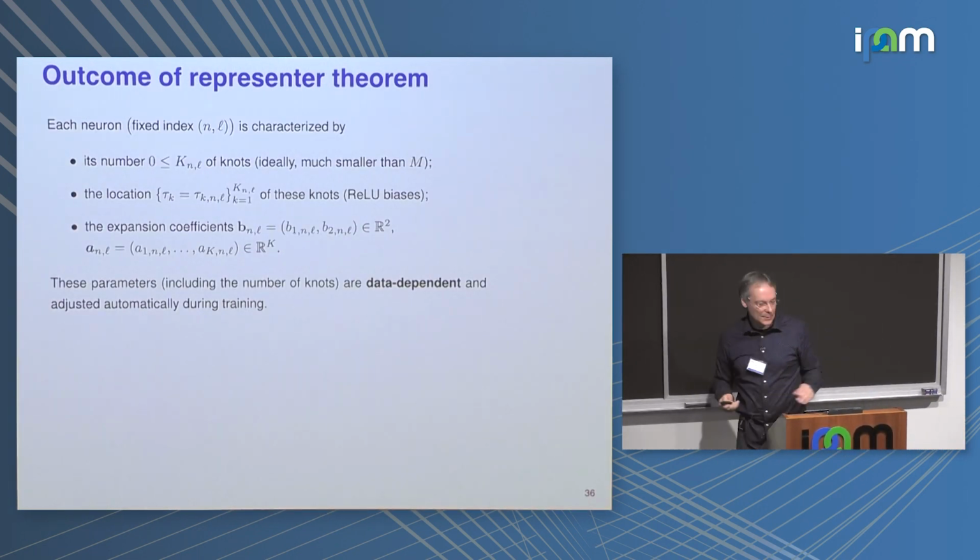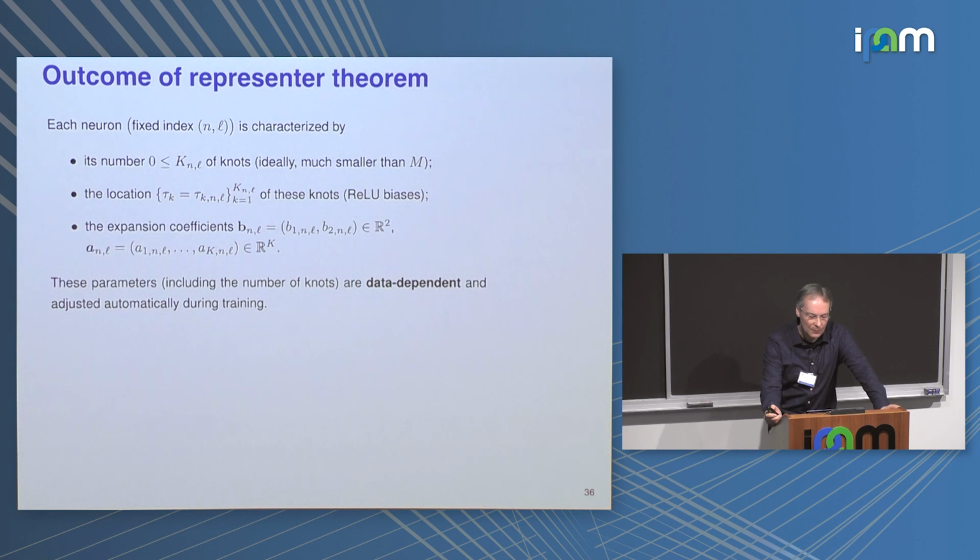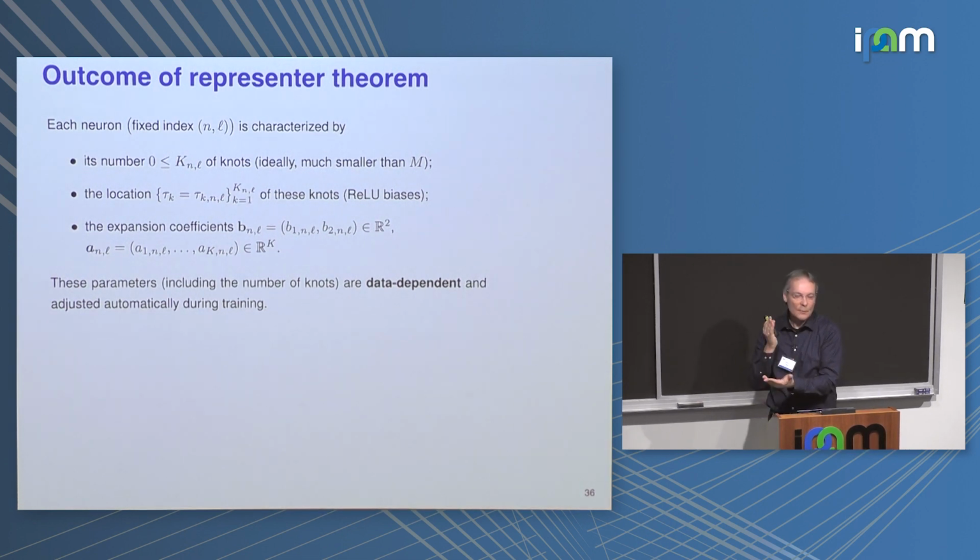And now what's the outcome of this representer theorem? Every neuron will have a certain number of knots, and the location of those knots will need to be optimized. And what's also nice, there will be a sum of ReLUs, with a coefficient in front of each ReLU. The total variation 2 is actually the L1 norm of the coefficients in front of the ReLUs. So it gives you a very natural L1 criterion to optimize.